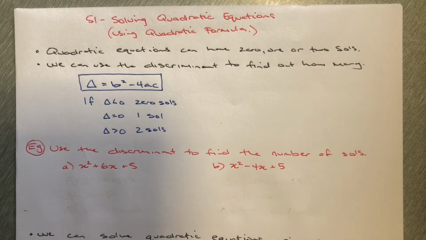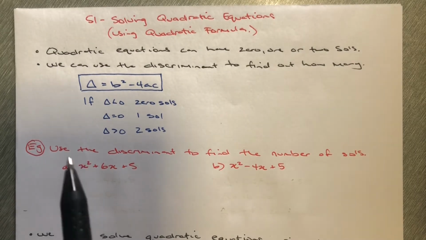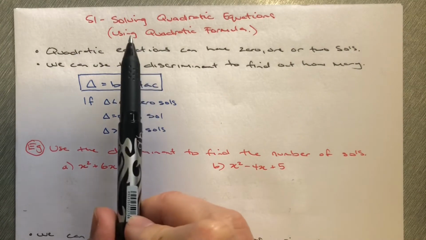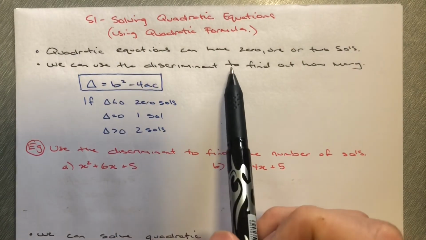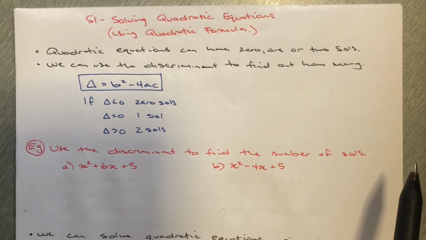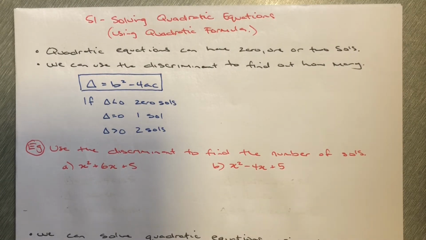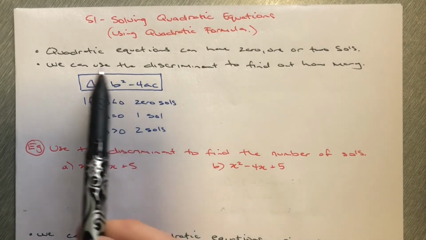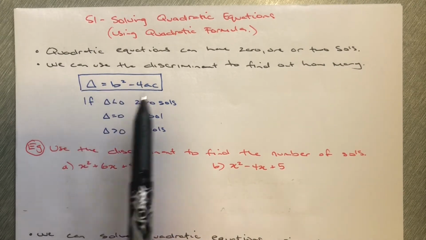So another way that we can solve is using the quadratic formula, which we can see here in 5i, which we're working on now. We're going to look at the quadratic formula pretty soon. But before we do that, I want to look at something within the quadratic formula, which is this bit here, which is called the discriminant.